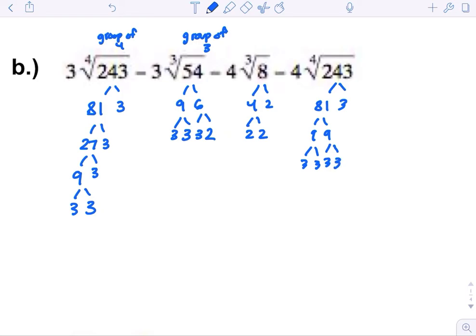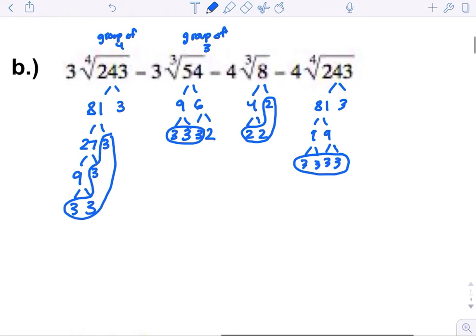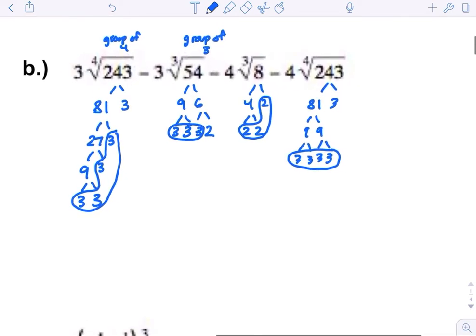Alright, so for this first one, you're trying to find a group of 4. So here is my group of 4 of 3's, right? For this one, we're trying to find a group of 3. So I found a group of 3 of 3's, a group of 3 of 2's, and a group of 4 of 3's. Okay, now let's simplify our expression.